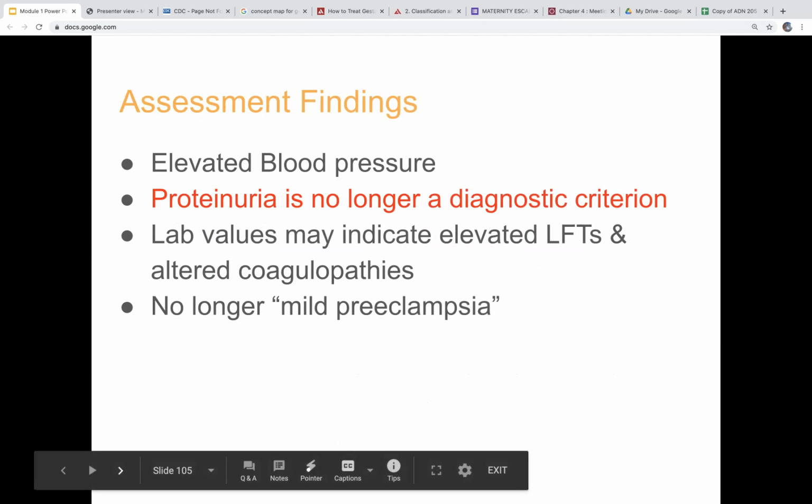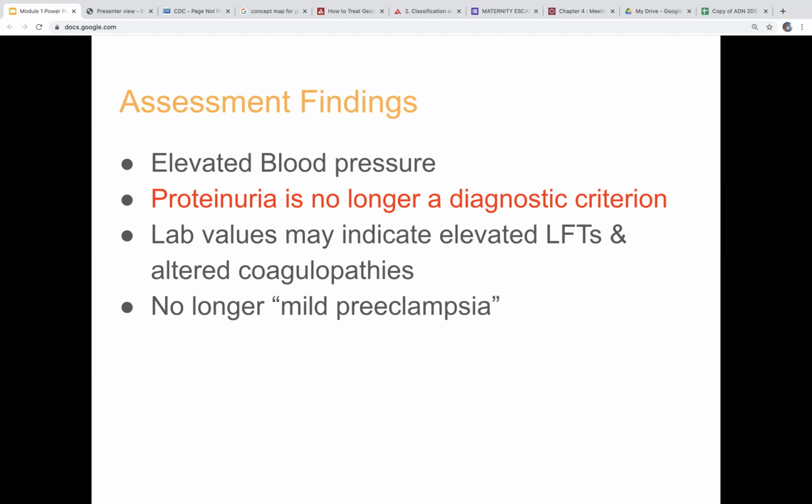And then a complication of preeclampsia is what? What do you think? From your reading, a complication of preeclampsia is HELLP syndrome. So you see that elevated liver functions in there.